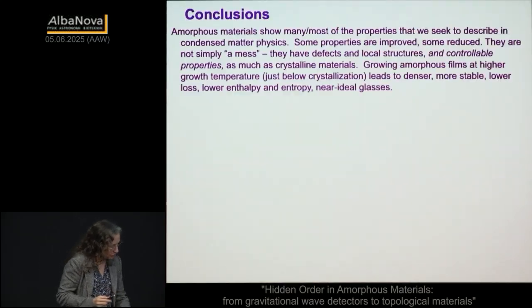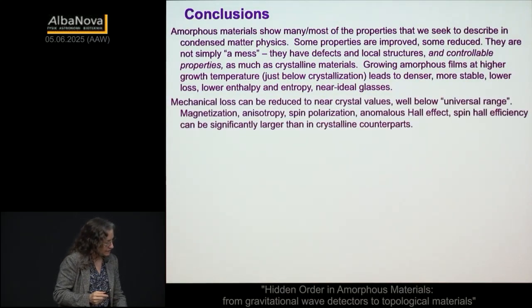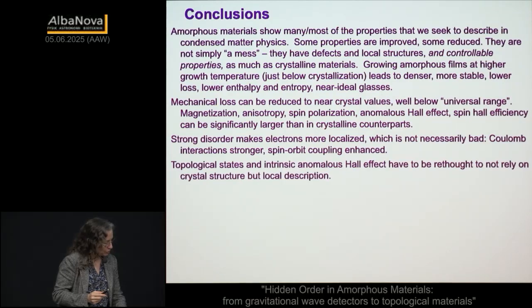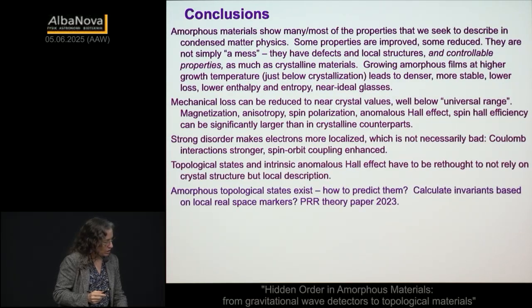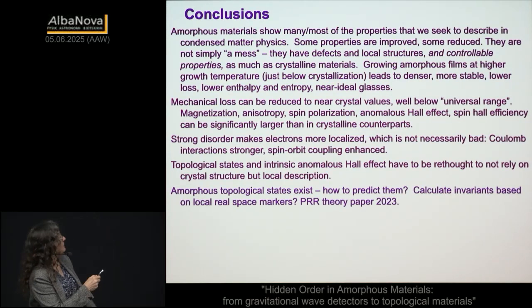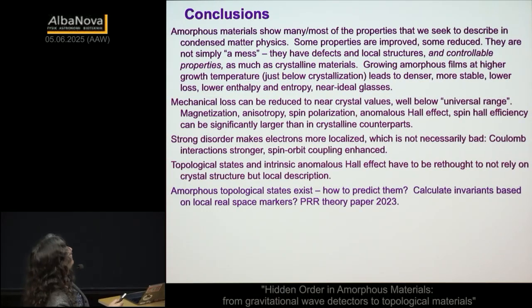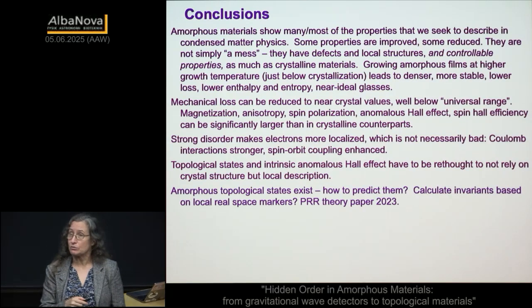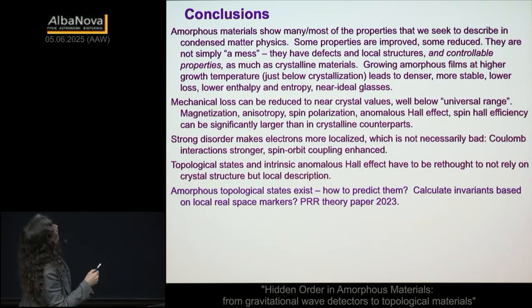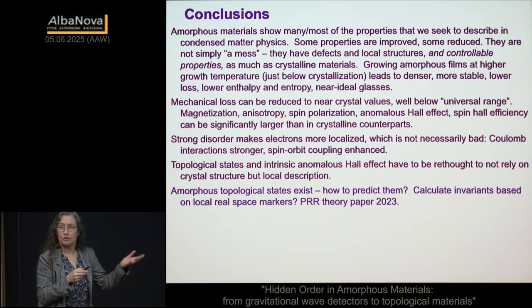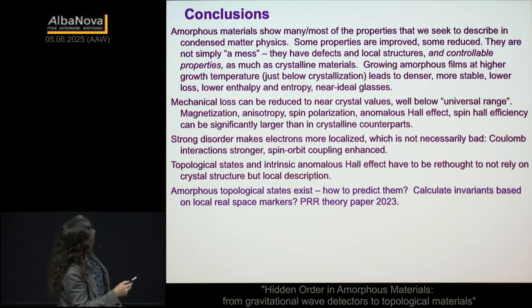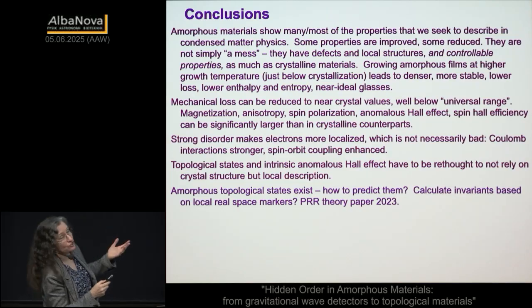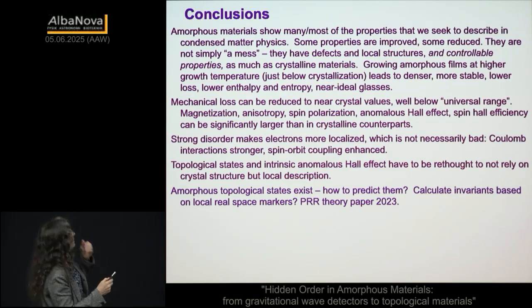So let me just conclude, and I'll just put these up here, and then make some global points. I hope I've convinced you that amorphous materials show many, if not most, of the properties that we seek to describe in condensed matter physics. Some of those properties are reduced, some are improved. They are not simply a mess. They have defects, they have local structure, they have controllable properties just as much as crystalline materials.